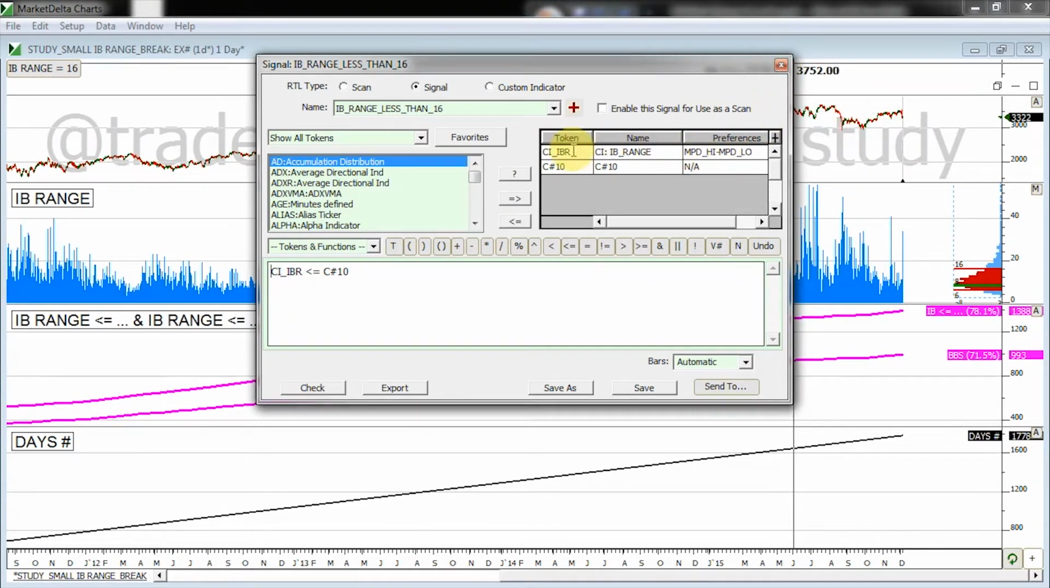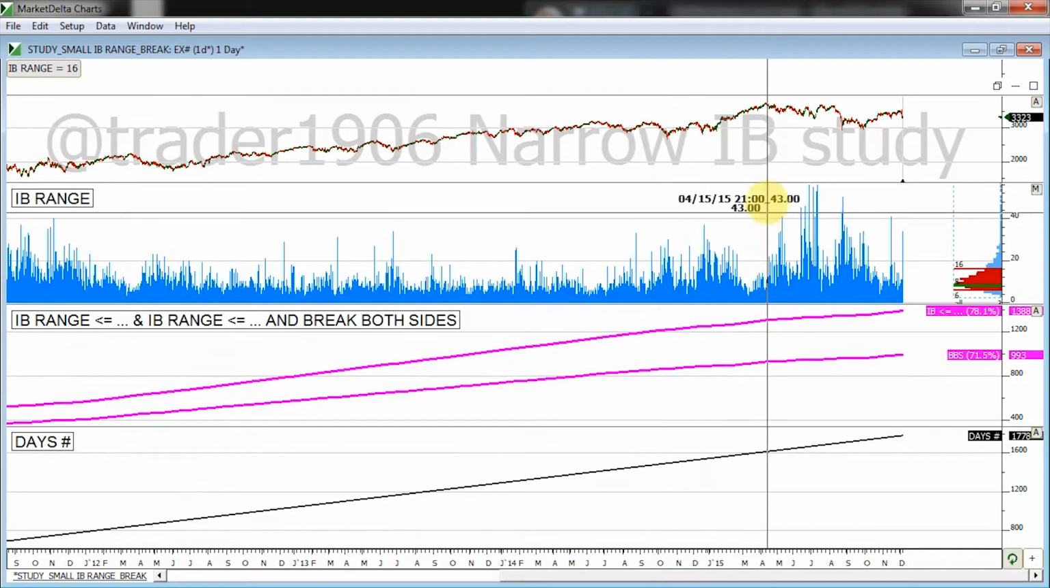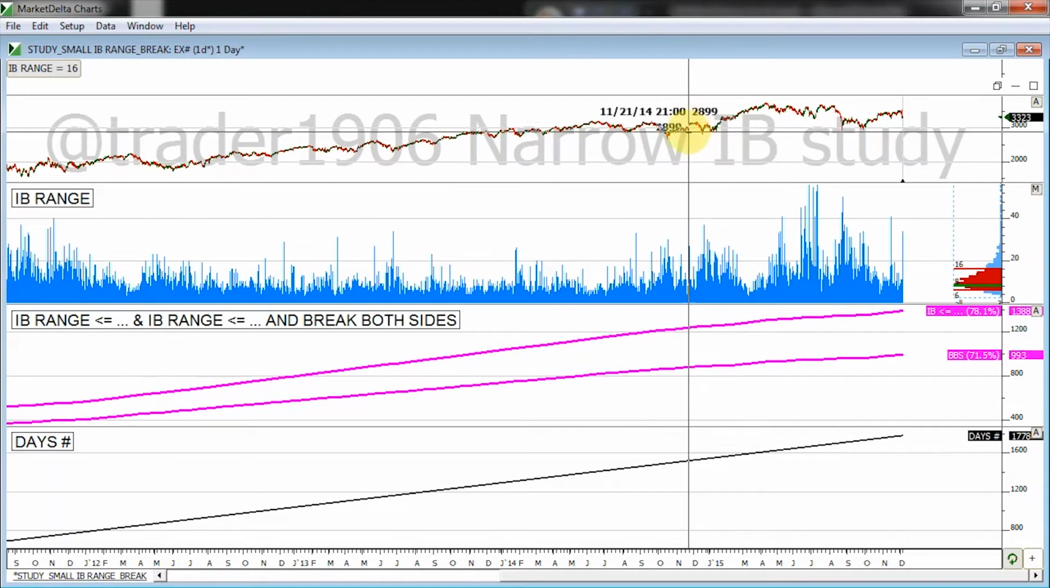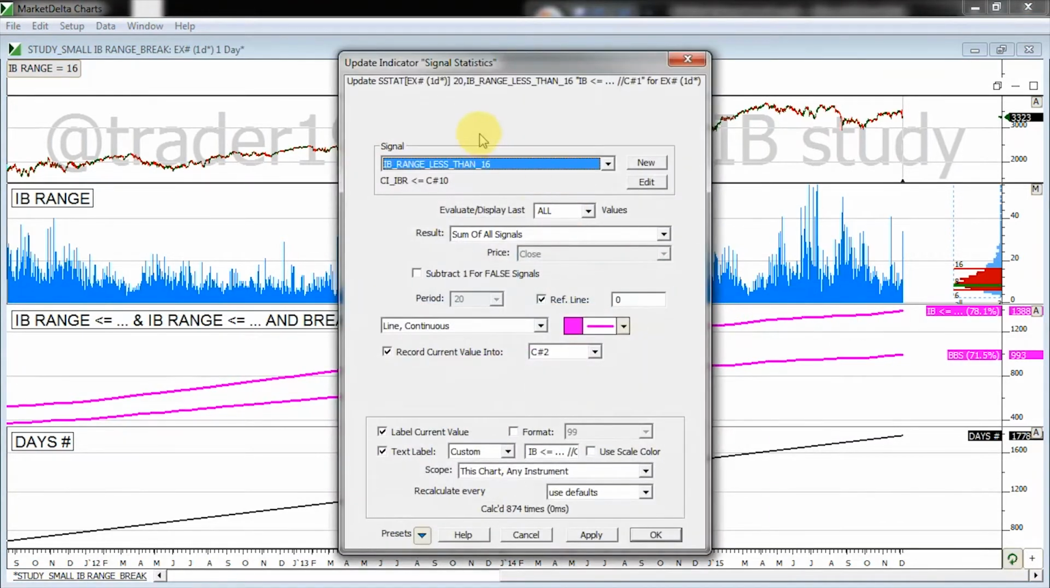But all I'm doing really here is looking at the IB range, and then I'm asking it to say, okay, is it less than or equal to C pound 10? And I have a button up on the top left here where I set the range. So this just sums up if it says, okay, was the criteria true for today, and then it sums it up here, and it uses an indicator in the package called signal statistics, and then it says sum of all signals, and it just sums them all up.